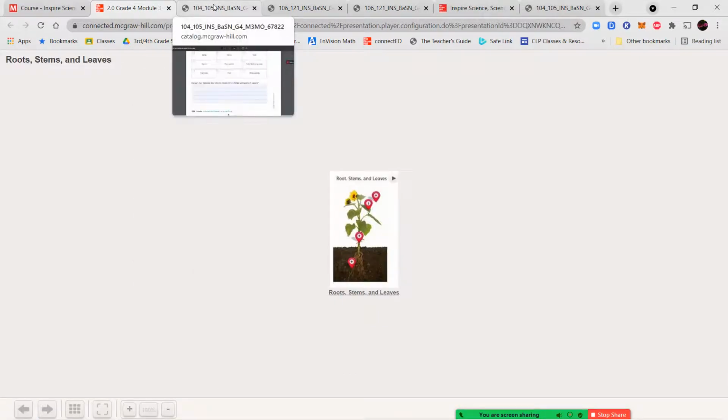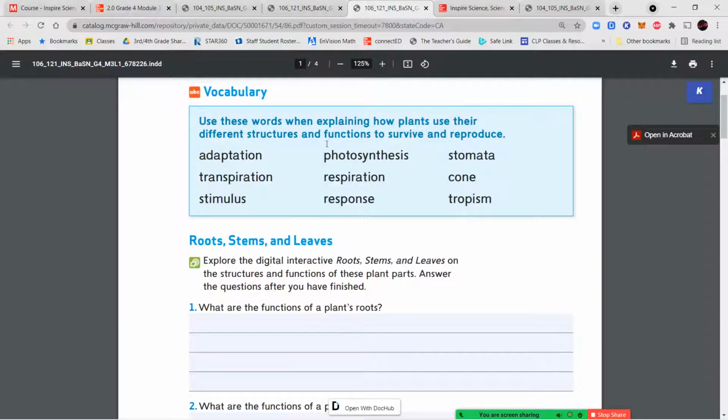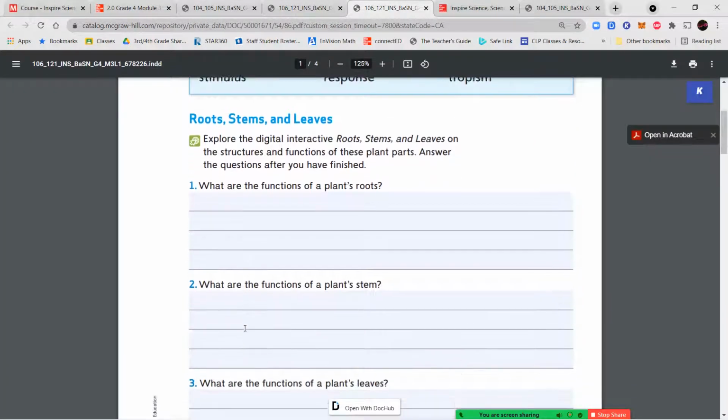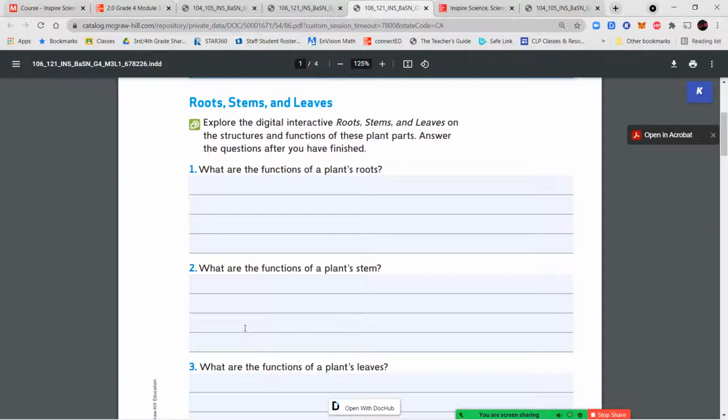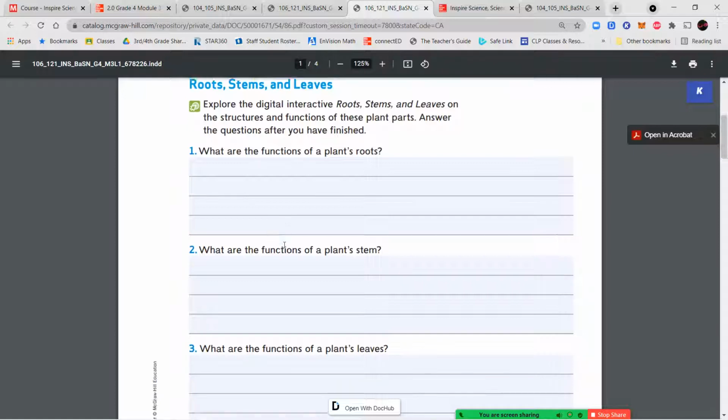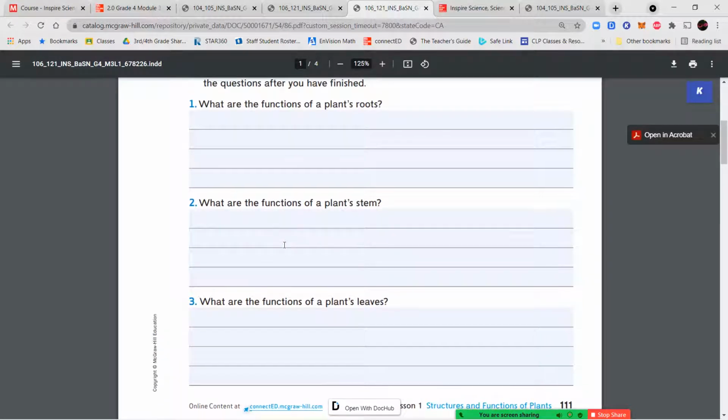All right, let's go ahead and look at the digital interactive that's titled Roots, Stems, and Leaves. And we're going to look at the different structures and functions of plant parts and answer the questions. So you can answer them as you go, or you can watch it all the way through and then go back and fill in your answers.